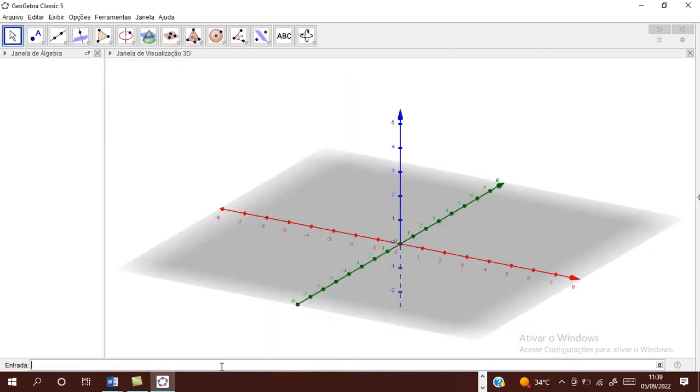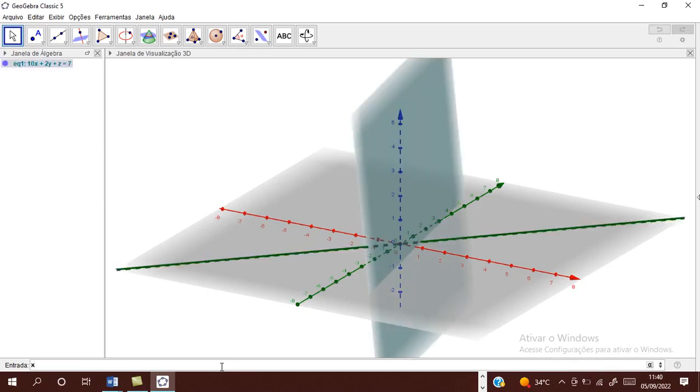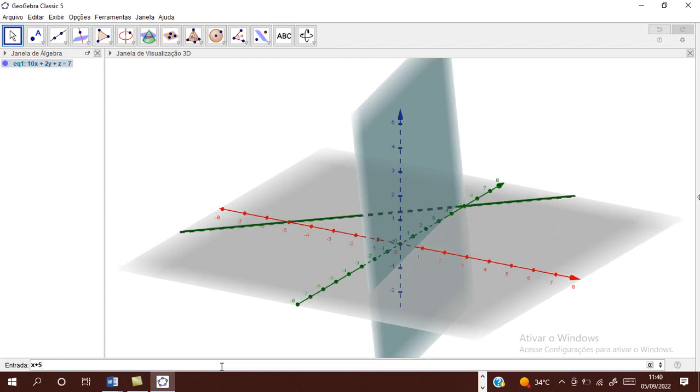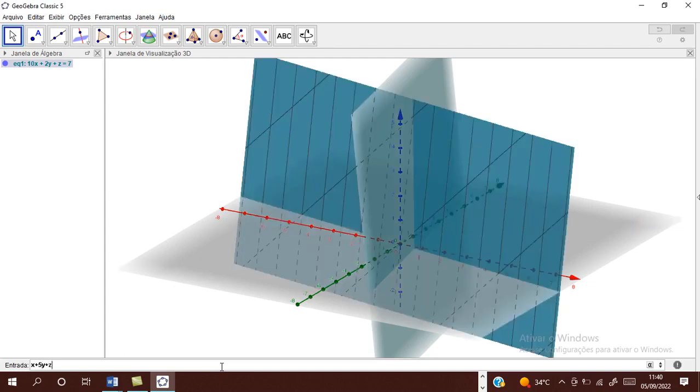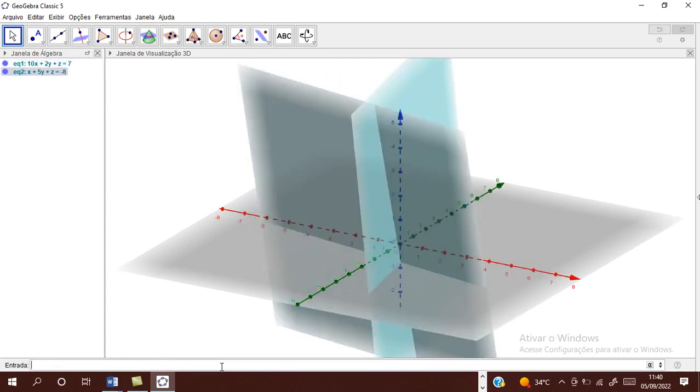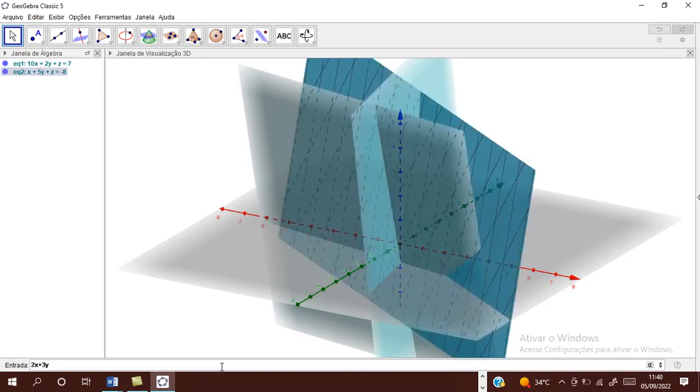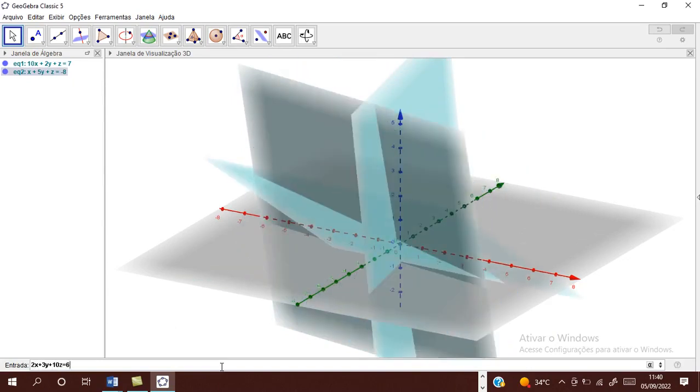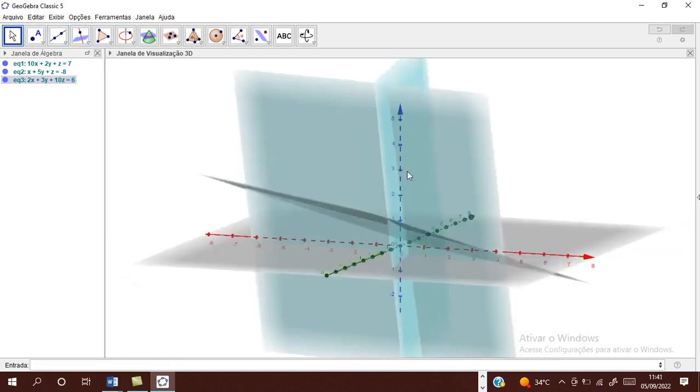Here in the input field you will type the equations. Since there's x1, x2, x3, I'm going to call them x, y, z. The first equation is x plus y plus z equals 7. The other one is x plus 5y plus z equals -8. The other plane. Let's enter each of the equations. It is being graphically represented here.